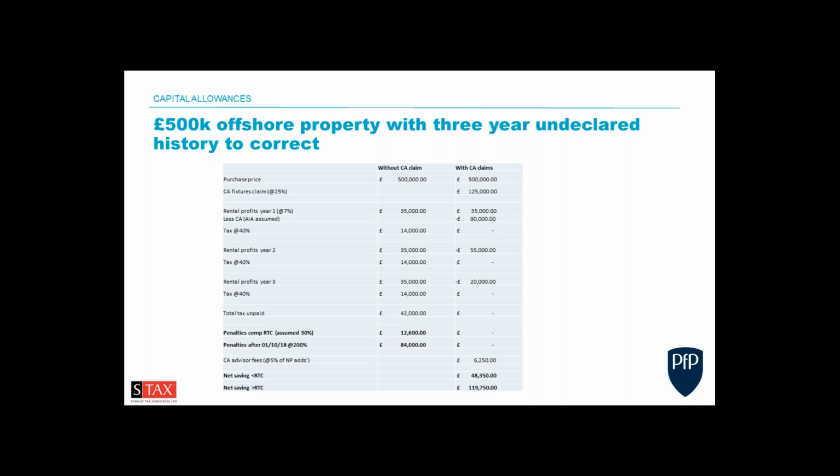Now, if we go in and make a capital allowance claim of £125,000 on fixtures, we can use the AIA and write that off completely. You end up, as you can see in that column there, with no taxable profits each year, and actually at the end of year 3, a £20,000 tax loss to carry forward. Now, this means the total unpaid tax is nothing, which means that the 30% penalty is also nothing, or the 200% penalty is also nothing.